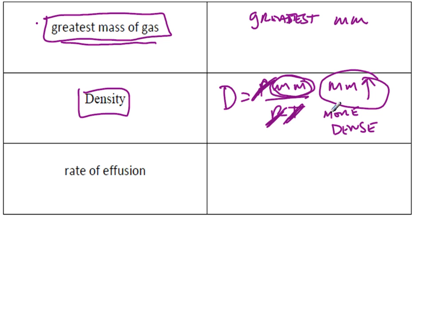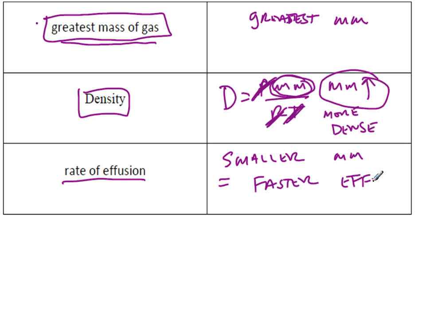Rate of effusion. Remember, effusion is gases escaping out of a pinhole-sized container. That relationship is the smaller the molar mass, the faster the rate of effusion. And those are key. These come up every year on the AP exam, the gas theory ones. So rate of effusion, smaller the molar mass, faster the effusion rate.